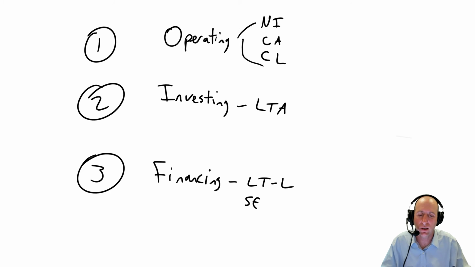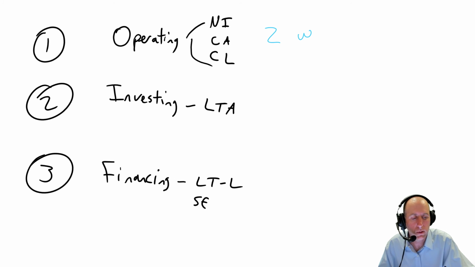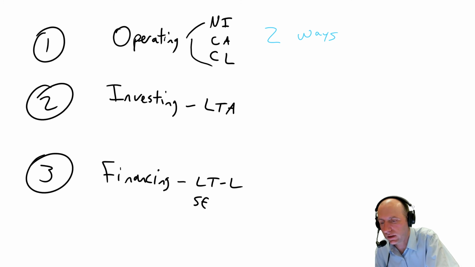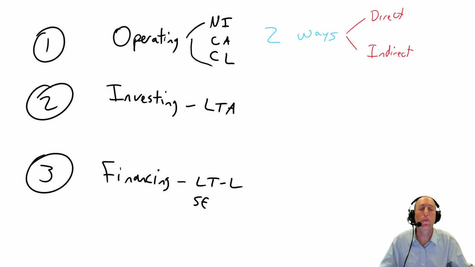Now, making your life a little trickier is the fact that the operating section can be done two ways. We can do it either the direct method or the indirect method. And in my class, we're going to learn to do both. So when you go through problems with me, you're going to learn how to do both methods. Both are accepted under Canadian GAAP rules, and I think pretty much around the world, both methods are acceptable. The direct method is preferred by standard setters, but most companies choose the indirect method. And we'll discuss that as we work through one of the problems.